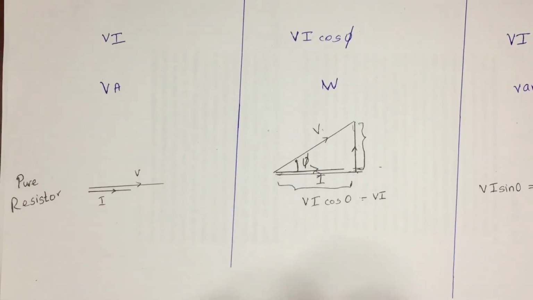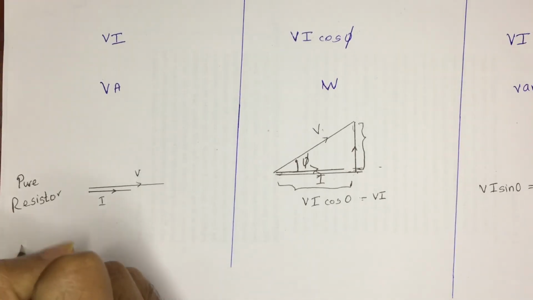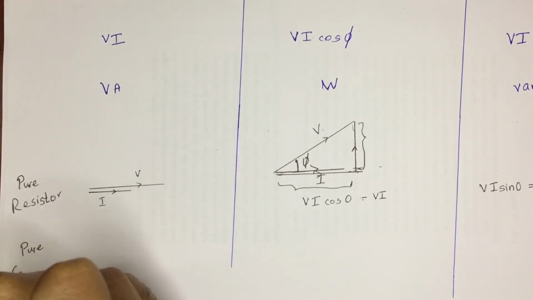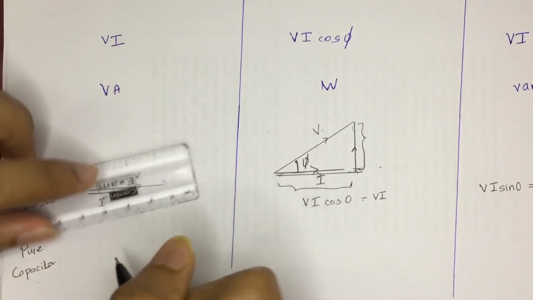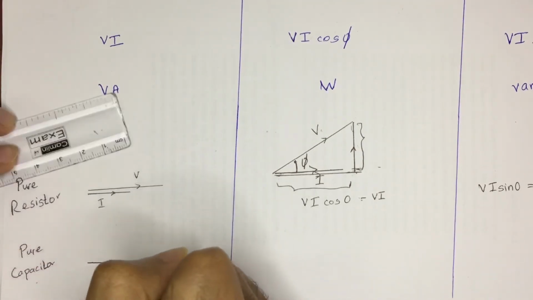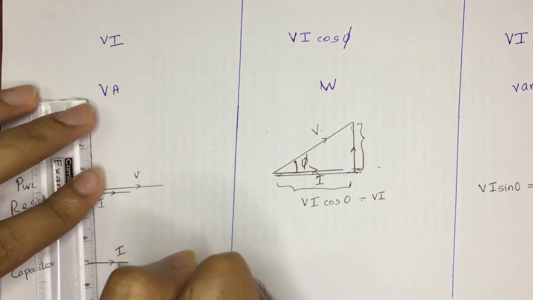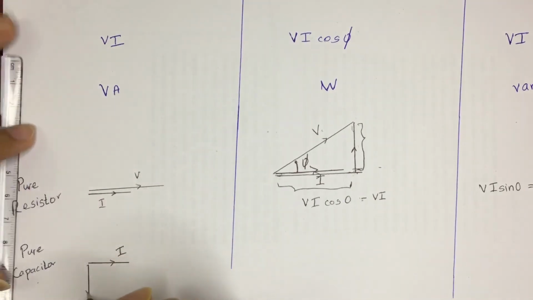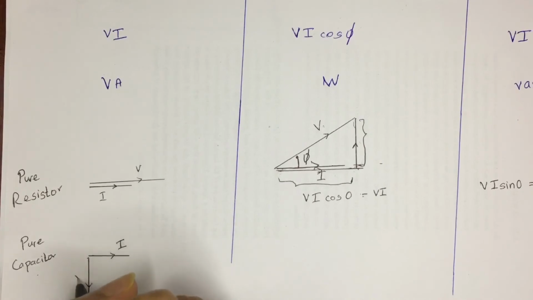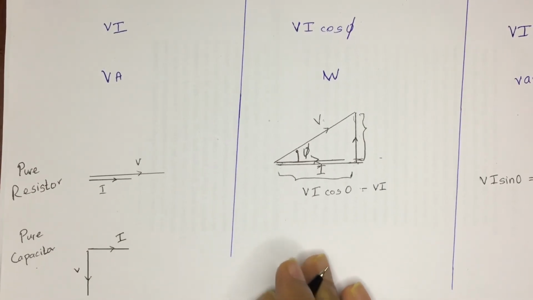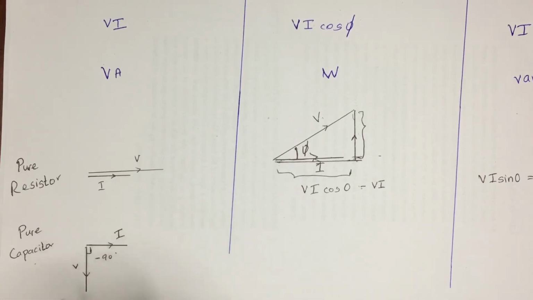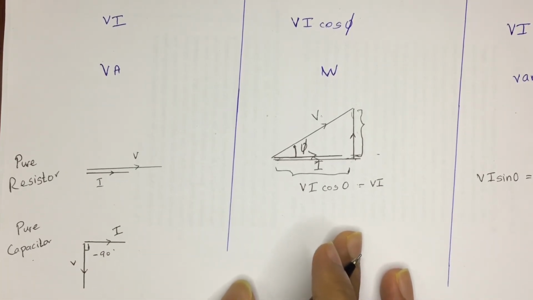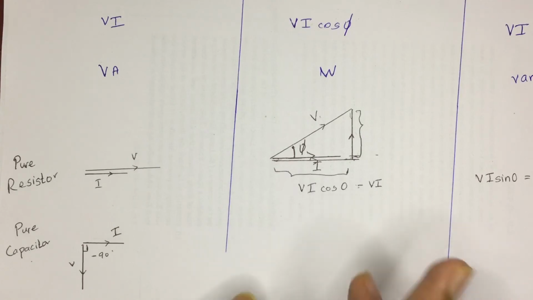Now let's look at the capacitor. Let's say that's a pure capacitor. When we are considering a pure capacitor, it's going to be like this. This is I. We knew that for a capacitor, the voltage is going to lag the current, so it's going to be like this. So the angle between these would be minus 90 or 90. You can take it as 90, no problem at all. The angle between these is 90.